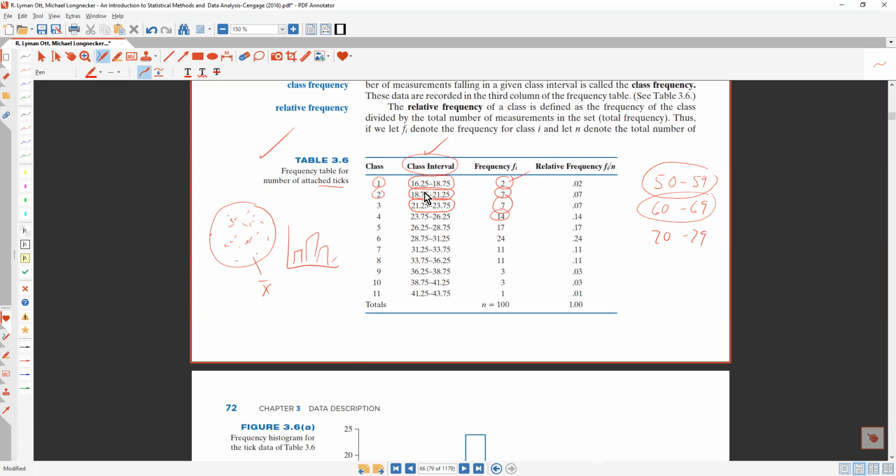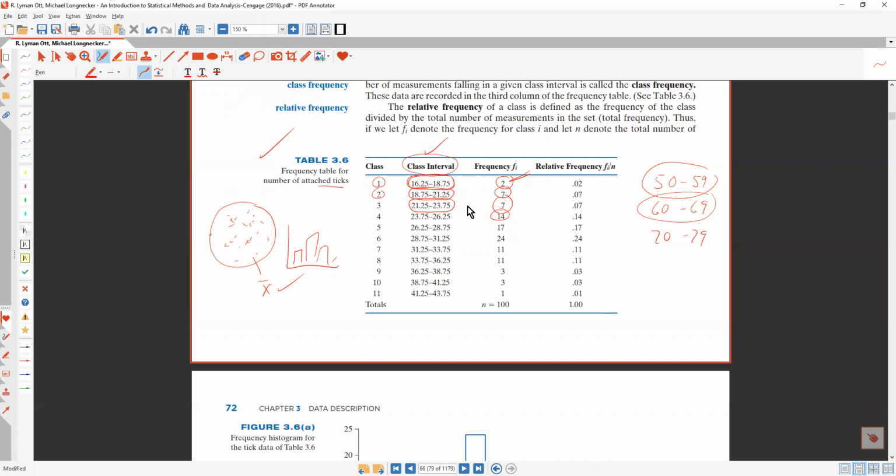Notice how it's data reduction, right? We're losing information. Where are we losing the information? We're losing the information because we don't know what's happening within the interval. We simply know that there are 2 scores in there. And that's important because maybe those 2 scores are both 16.25, or maybe they're closer towards 18.75. We just don't know. Again, the idea of data reduction: there's a cost to doing that.